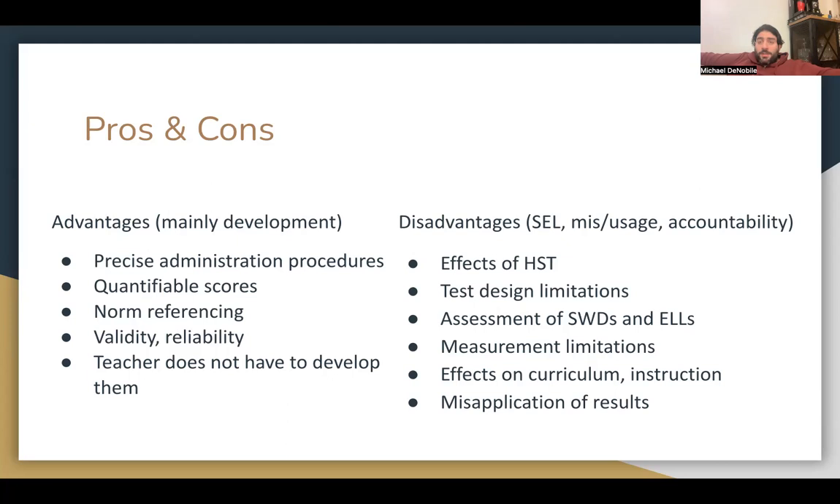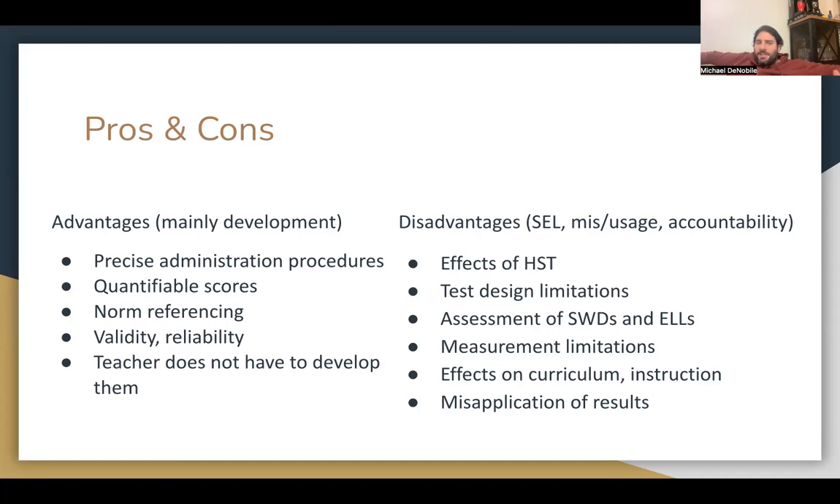They're norm referenced, which means that they can be compared to groups. You can compare them to students in the same class, in the same school, in the same region, in the whole country, possibly even the whole world. So they're norm referenced in that way. They already come with a validity and reliability test. Teachers don't have to develop them. They come prepackaged.